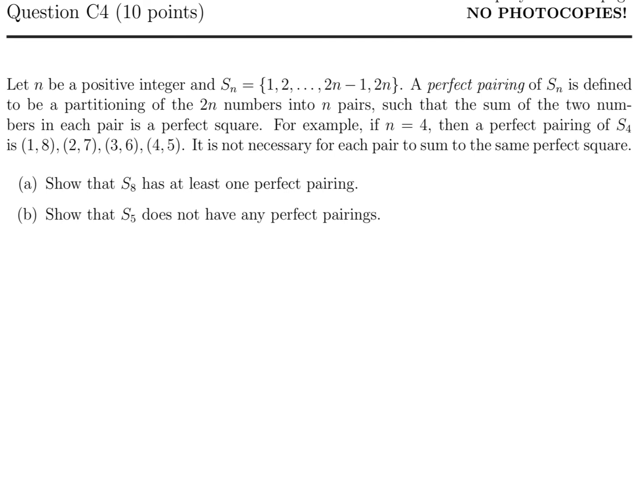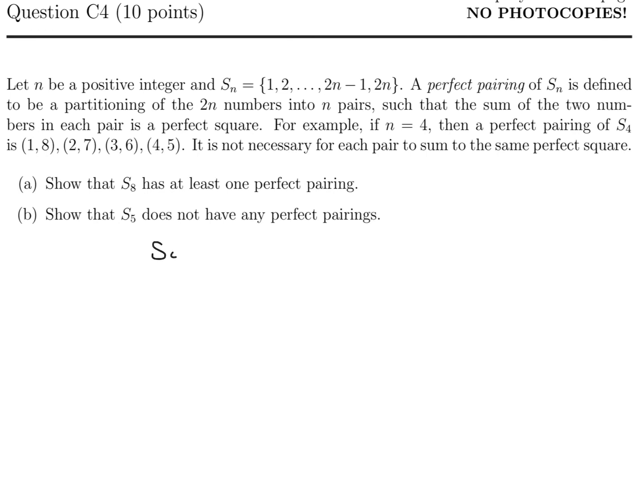For example, if n is 4, then a perfect pairing of S4 is 1, 8, 2, 7, 3, 6, 4, 5. It is not necessary for each pair to sum to the same perfect square. Show that S8 has at least one perfect pairing.